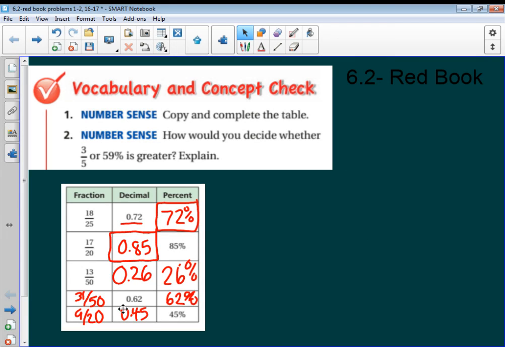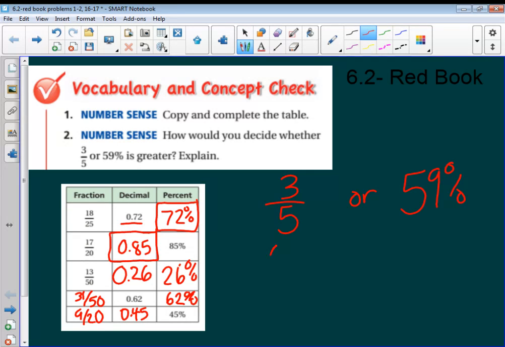And number 2 is asking me if 3/5 or 59% is greater. So first I have to decide what form I want to put them into. I'm going to put them both into decimals. I think decimals are the easiest thing to compare. In order to take a fraction into a decimal, I take 3 divided by 5, and I get 0.6. So is 0.6 greater or less than 59%?